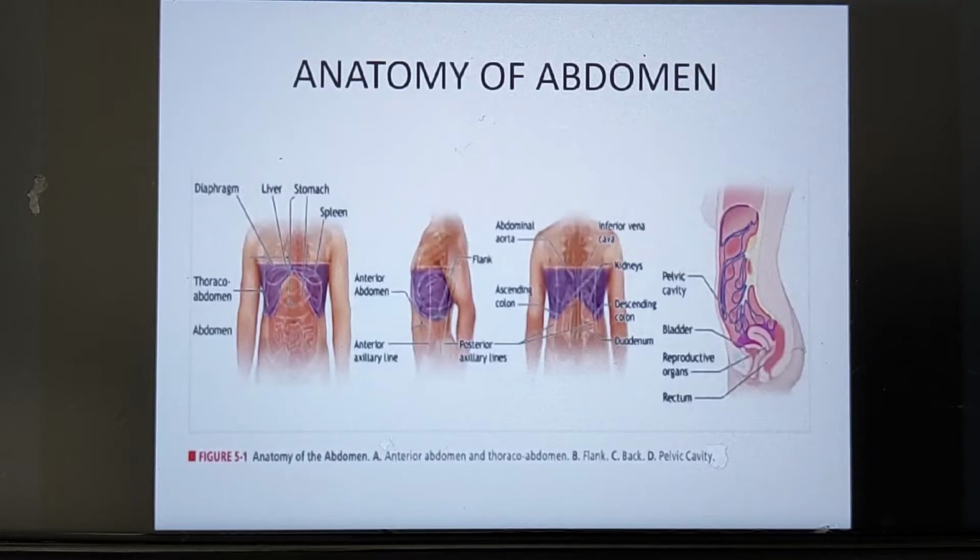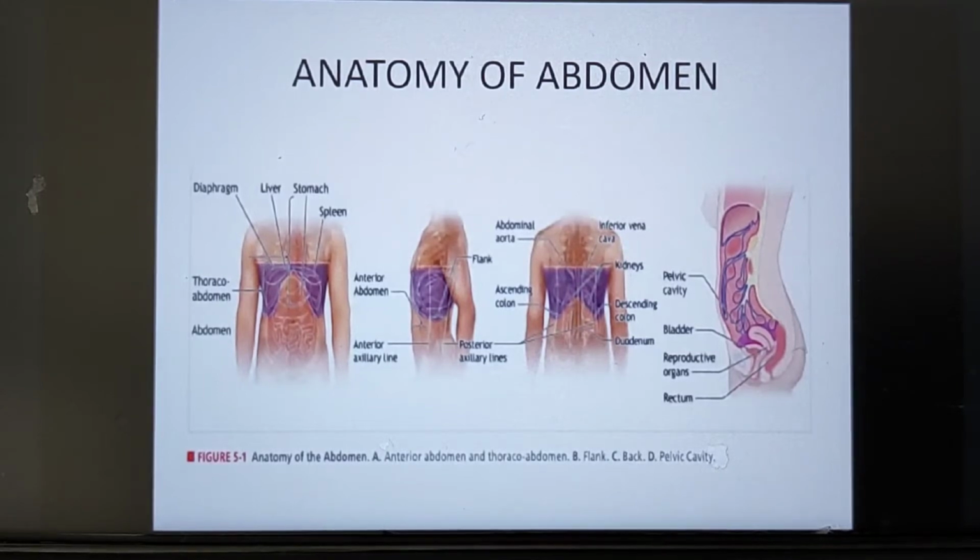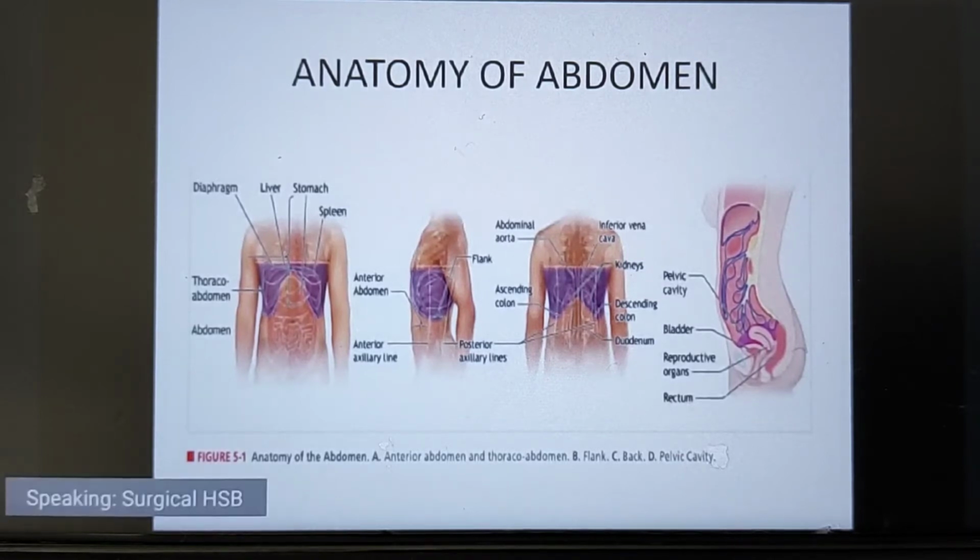While thoracic abdomen is from inferior to the nipple line anteriorly, infrascapular line posteriorly, superior to the costal margin. Contents are diaphragm, liver, spleen, and stomach. While flank is in between anterior and posterior axillary line from 6th intercostal space to the iliac crest. Contents are usually retroperitoneal organs.